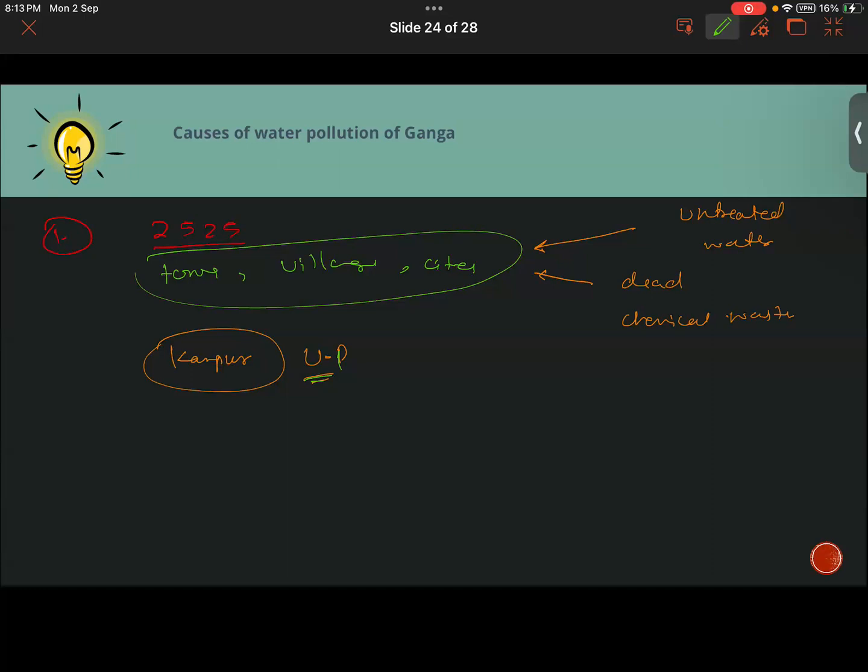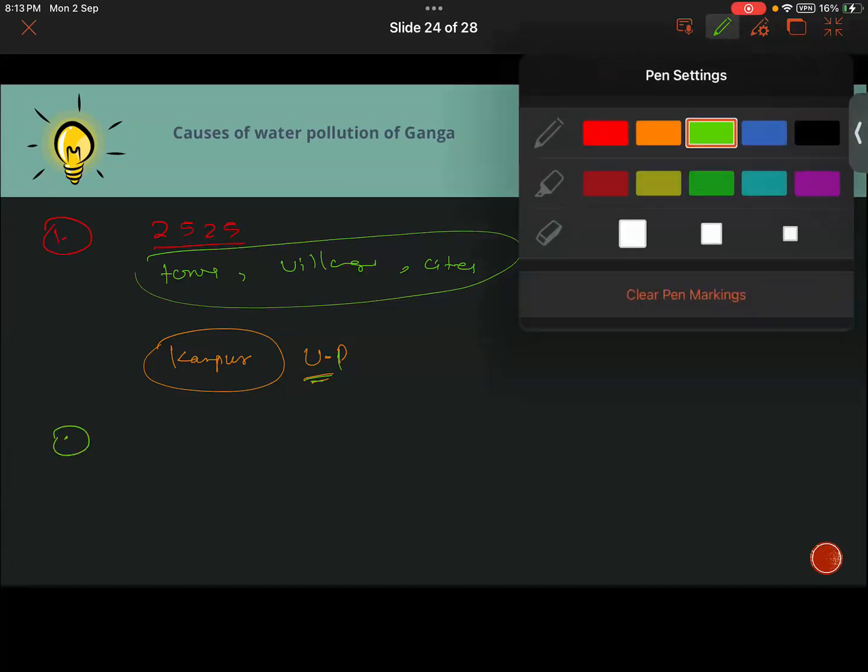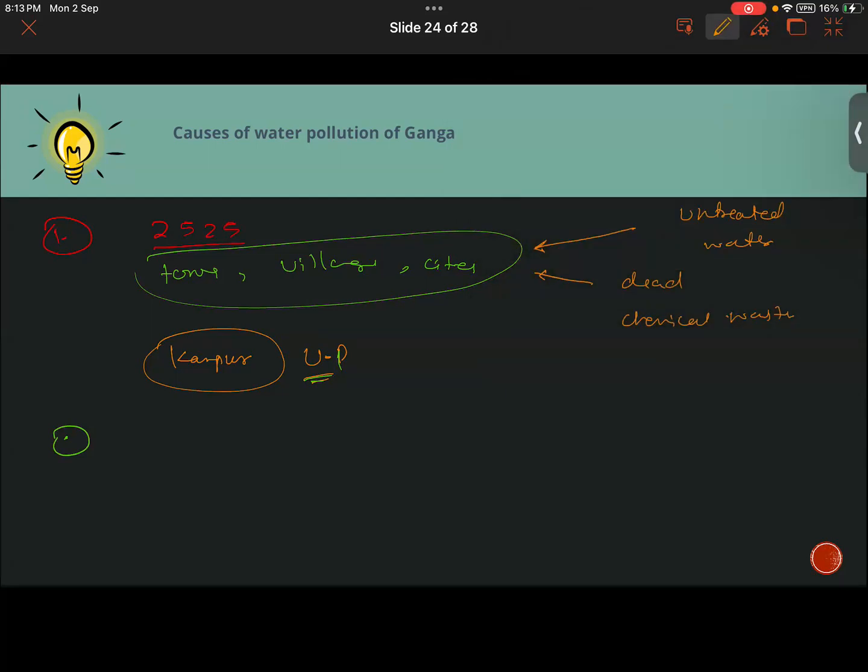Okay, now that is one thing. Furthermore, people would be using the river Ganga for lots of purposes, like bathing, cleaning, and washing clothes. Even, unfortunately, some people will be openly defecating in this river. Many people would be throwing garbages, throwing polythene bags.